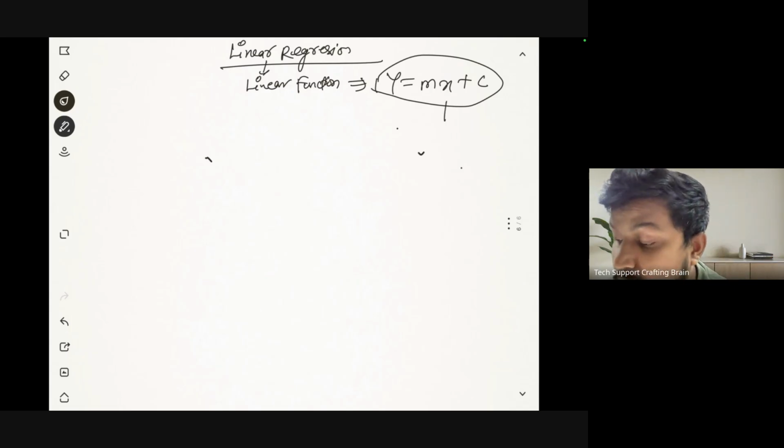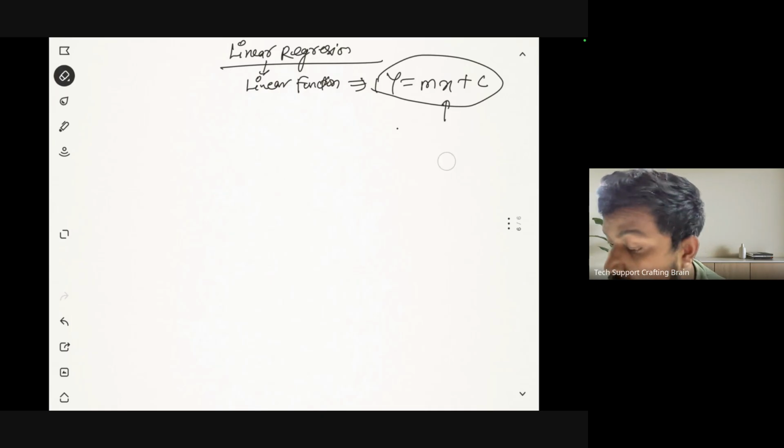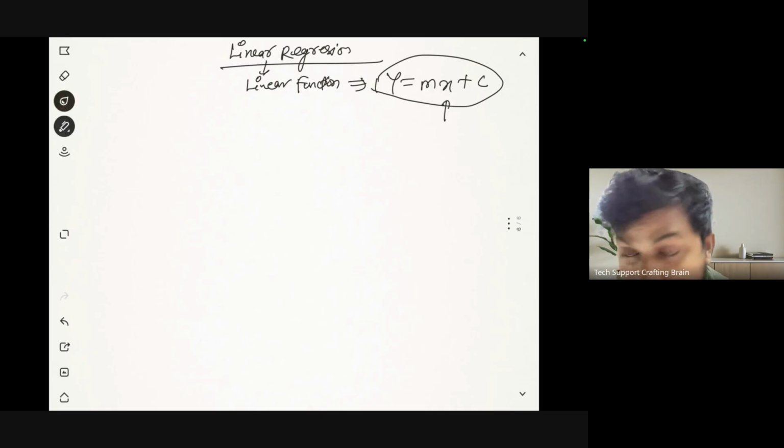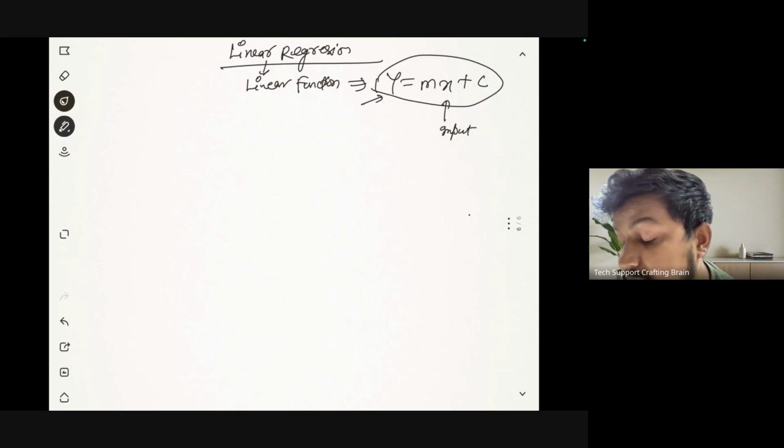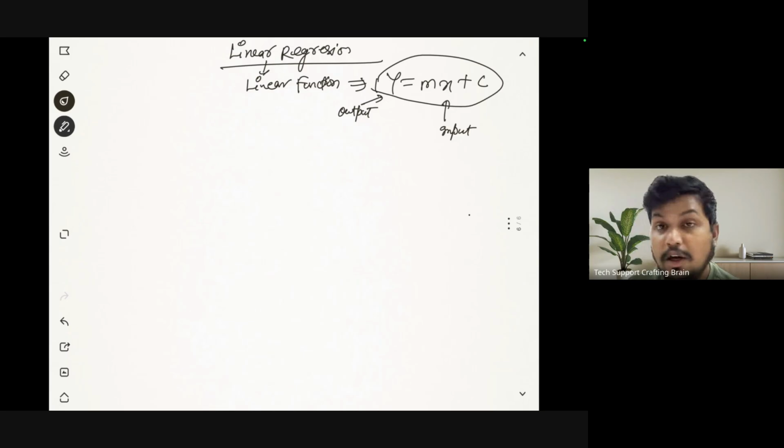I'm asking, what have we understood about x? X is what right now, guys? Input data. And what is y right now, guys? Output data. Now we don't know about m and we don't know about c right now.